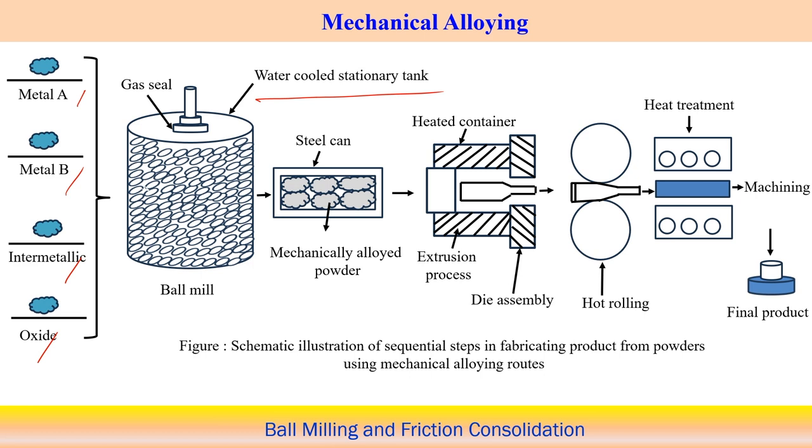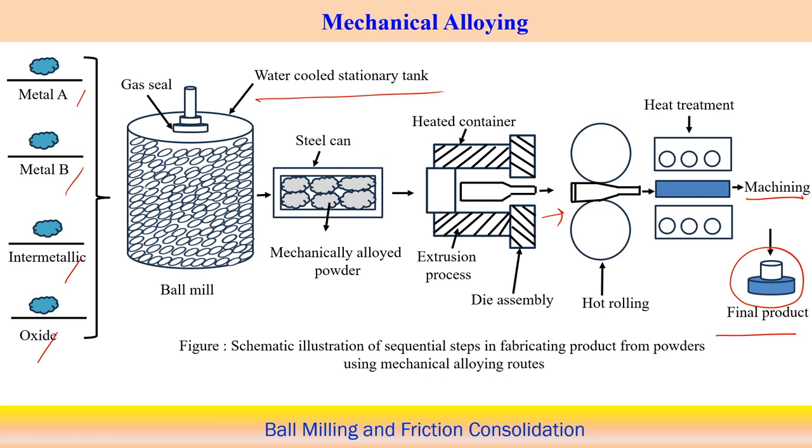Once extruded, it passes through the hot rolling chamber, where we deform it to take this particular shape. Basically, we are compacting it to get the desired shape in a more compacted way. Finally, it passes through the heat treatment chamber. After heat treatment, we can perform the machining operation, and after machining we get the final product. So basically this is the sequence of steps for fabricating the component, starting from the powder.